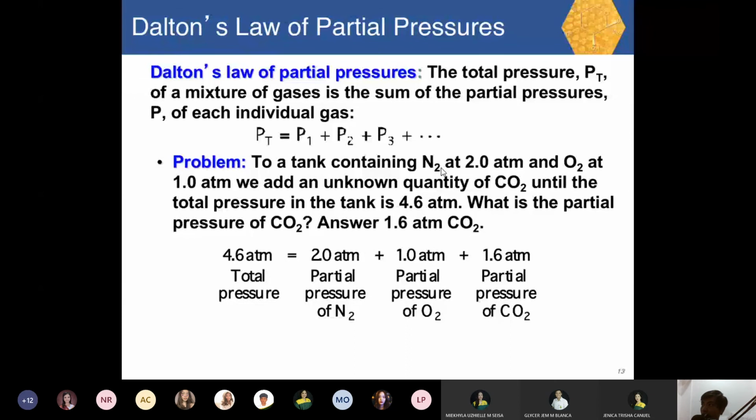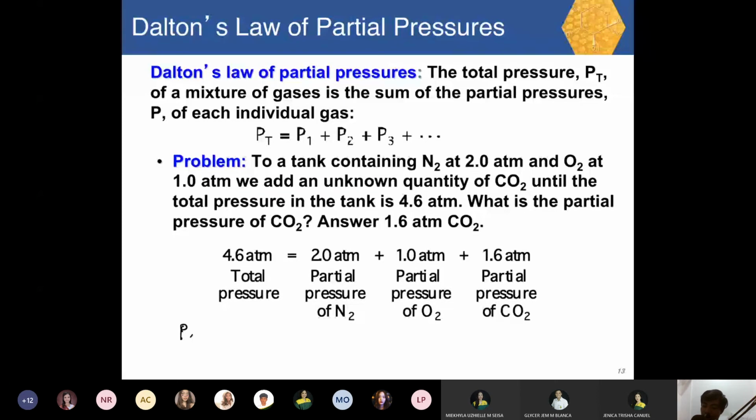So, for example, to a tank containing N2 at 2 atmospheres, O2 at 1 atmosphere, we add an unknown quantity of CO2 until the total pressure in the tank is 4.6 atm. What's the partial pressure of CO2? So, madali lang gawan niya ng equation. The total pressure is equal to the pressure of nitrogen gas, the pressure of oxygen gas, and the pressure of CO2. If the total pressure is 4.6 atmospheres, 2 atm doon ay kay nitrogen, kay oxygen ay 1 atm. So, it's a matter of just solving for the value of x. Now, solving for the value of x, that will give you 1.6 atm of carbon dioxide.